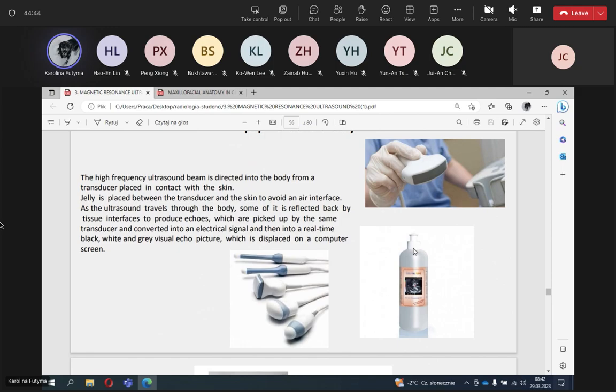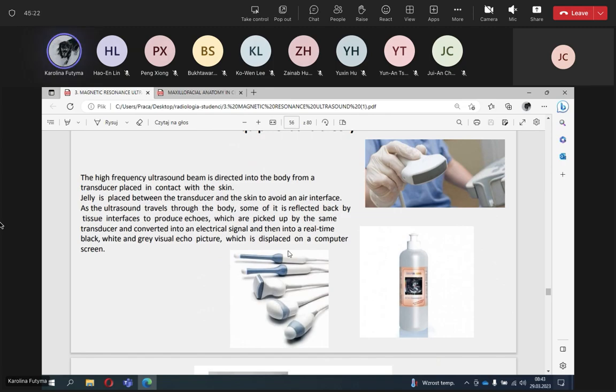Here we have our jelly, which is used in every single ultrasound examination. Then here we have the different probes. This is the biggest probe, used in the head and neck examination. We can use this kind of probe to visualize the neck area, so mostly the trachea region, etc.